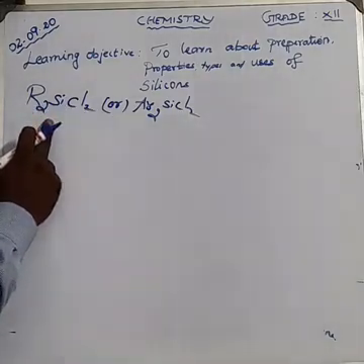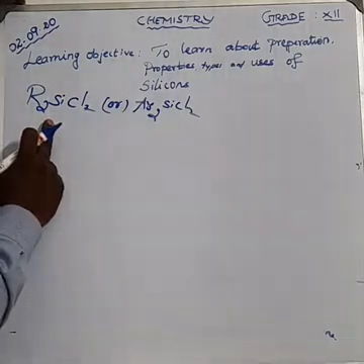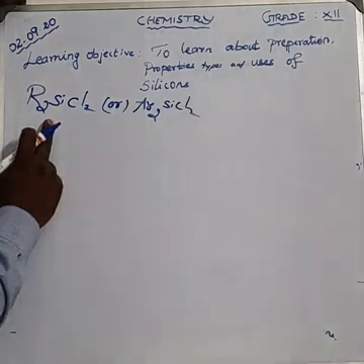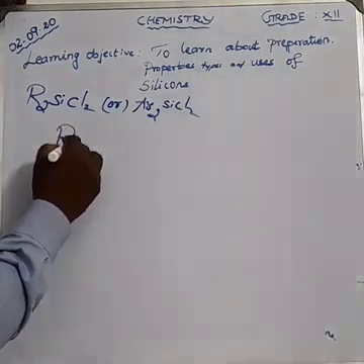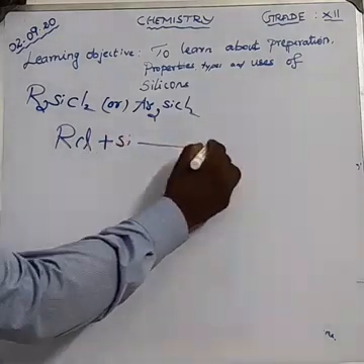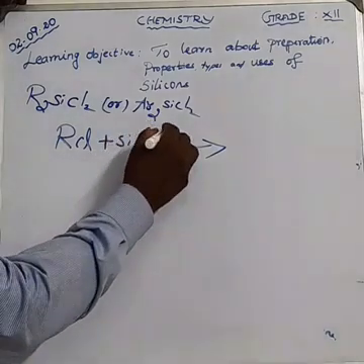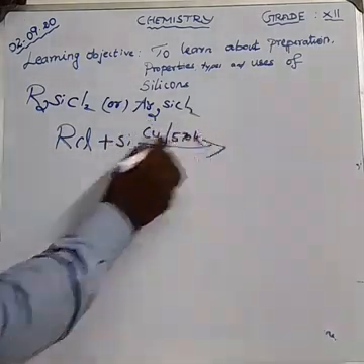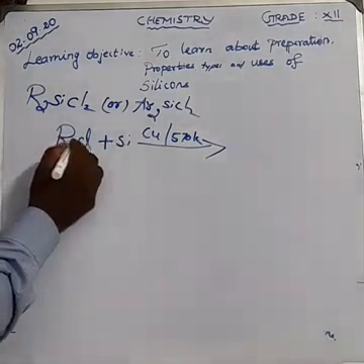Dialkyl dichlorosilane is obtained by the reaction between RCl, alkyl chloride, or ArCl, and silicon. First of all, we take RCl, alkyl chloride. This RCl reacts with the silicon in the presence of copper as a catalyst at 570 Kelvin. What is the product? Here, R2Si.